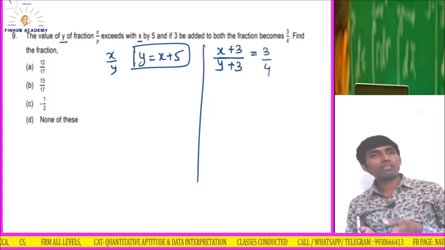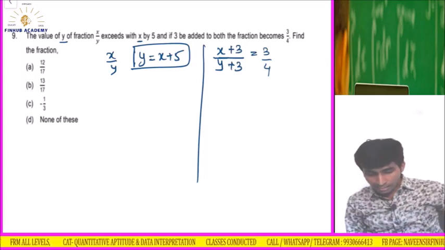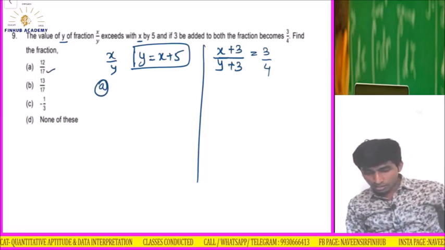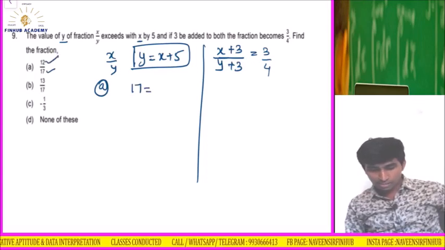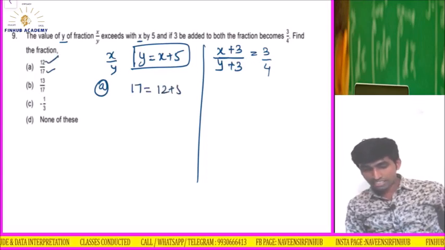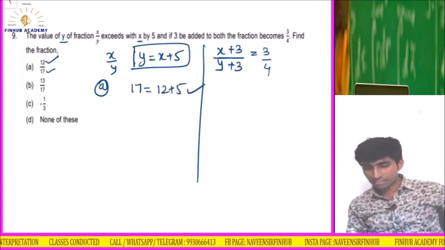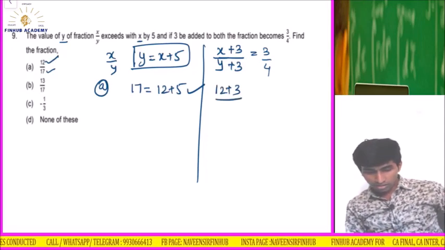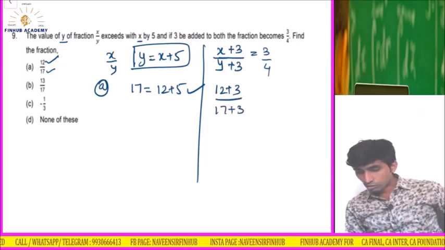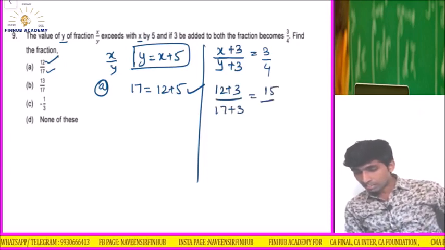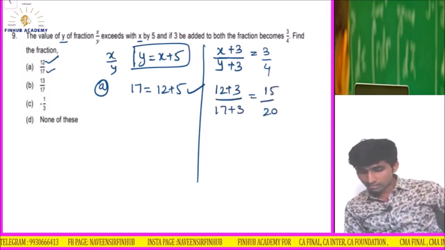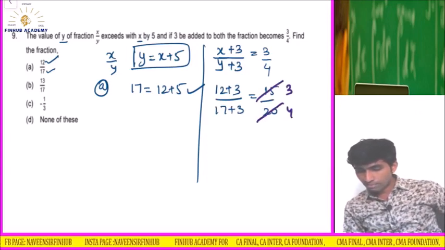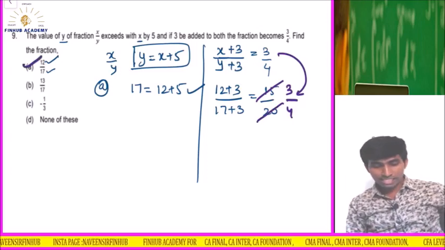So obviously I'm not going to solve this. What I will do is substitute the values and check with option A. See here, y is how much? 17. So 17 is equals to x, which is 12, plus 5. Satisfied. So the first part is satisfied. Let us check here. X is how much? 12. 12 plus 3 upon 17 plus 3. So 12 plus 3 is 15, 17 plus 3 is 20. Let me cancel this. 5 3s are 15, 5 4s are 20, so 3 by 4. Satisfied. That means A is the answer.